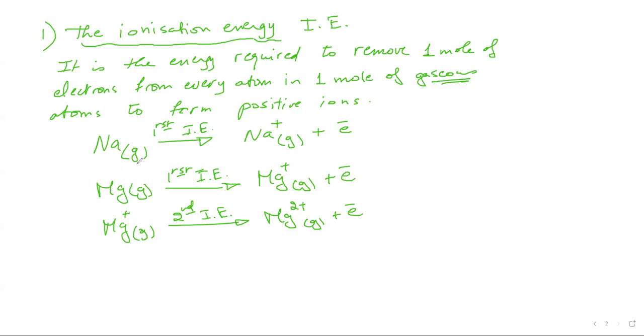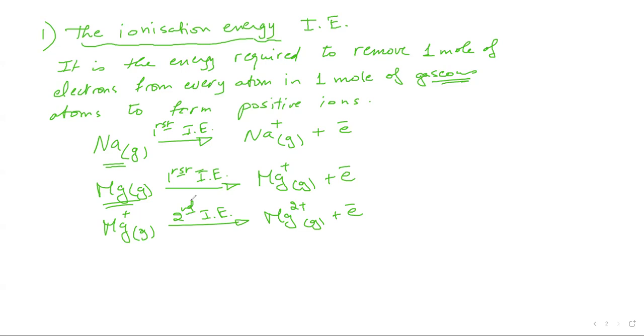But what is very important is that these atoms must be first in the gas state before we remove the electrons out of them. So this is the first definition that we have to know in order to calculate the lattice energy, because the lattice energy cannot be determined directly. We cannot determine the lattice energy of any ionic compound directly.